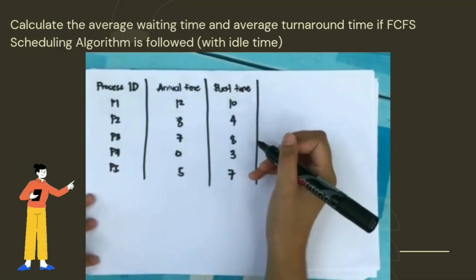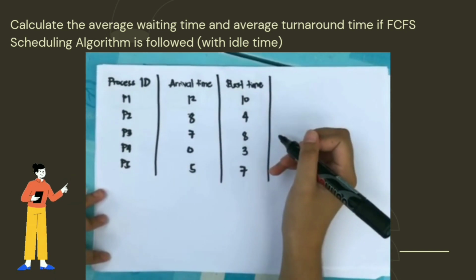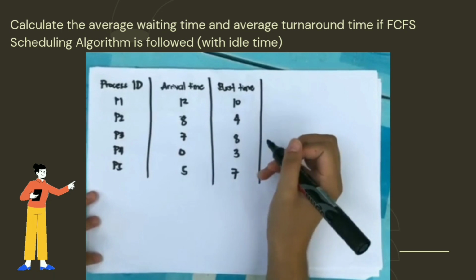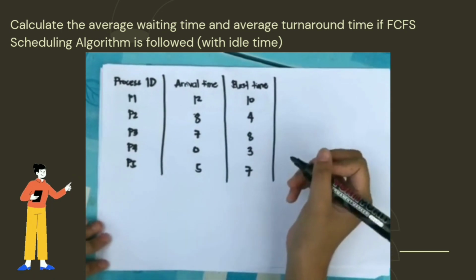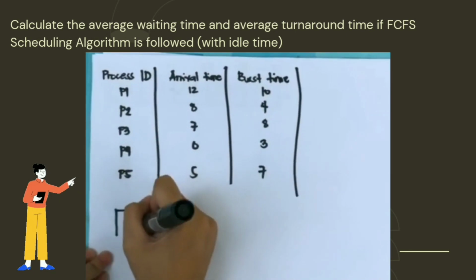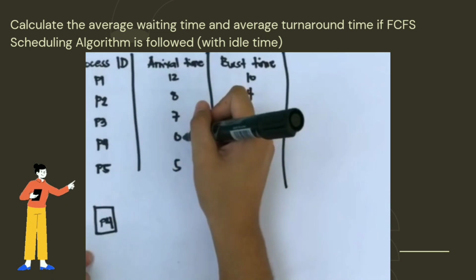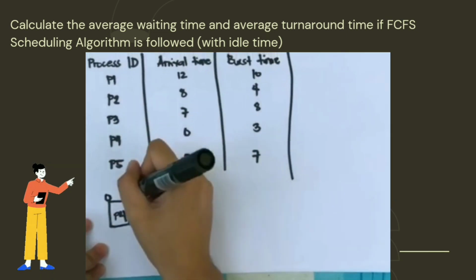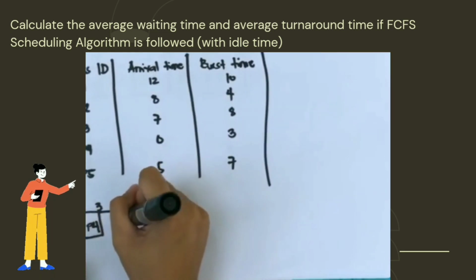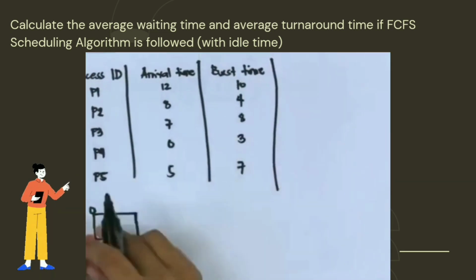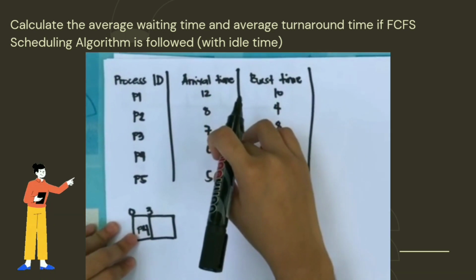So, ngayon, gagawa tayo ng first come first serve with idle time. Ang idle time is yung walang gumagamit sa oras na yon. So, gagawa tayo ng Gantt chart. Ang una nating ilalagay si P4 dahil meron siyang arrival time na 0. Tapos, susulat natin yung first time niya na 3. Tapos, ang pagtapos ni P4 ay wala pang sumunod sa kanya.